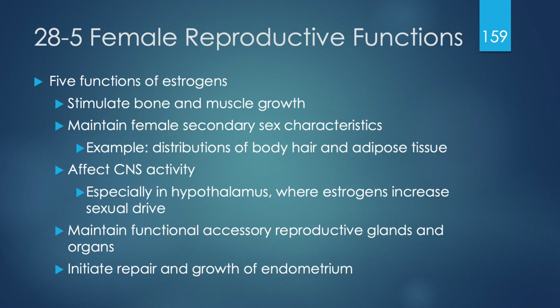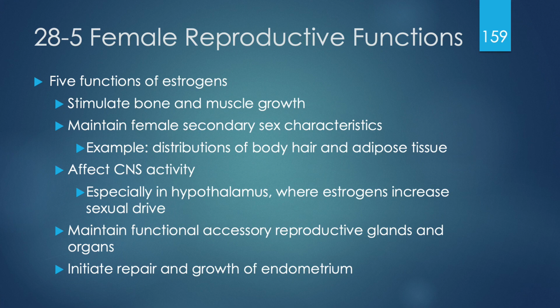There are 5 primary functions of estrogen. The first is to stimulate bone growth and muscle growth. The second is to maintain secondary sex characteristics, for example, body hair and adipose tissue. It also affects CNS activity, which is especially present in the hypothalamus, where estrogens are there to increase our sexual drive. Also, it maintains the functional accessory reproductive glands and organs, and initiates repair and growth of the endometrium.